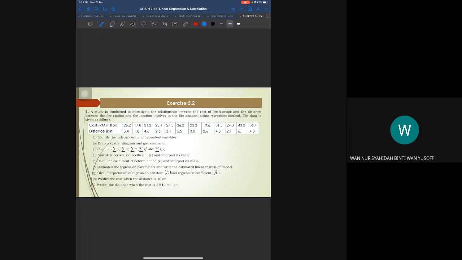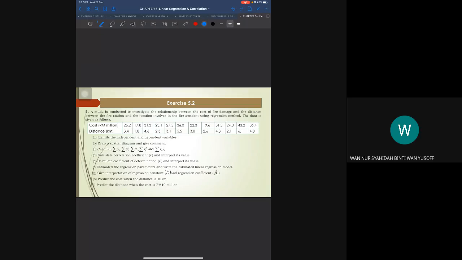Okay, so this exercise: a study is conducted to investigate the relationship between the cause of fire damage and the distance between the fire station and the location involved in the fire accident using regression method. The data is given as follows. So we have cause of fire damage and also the distance between fire accident to the fire station.